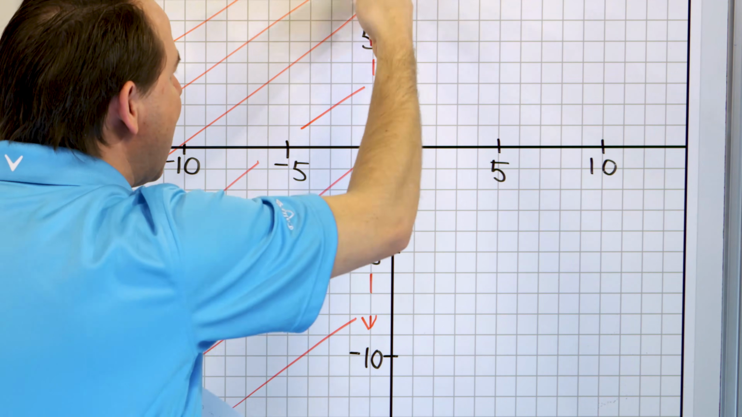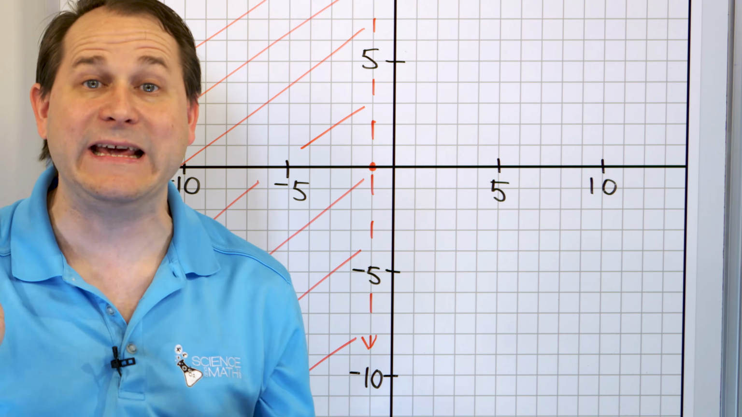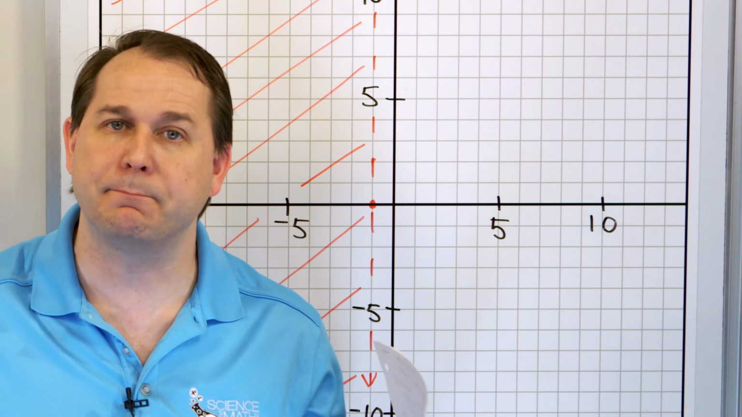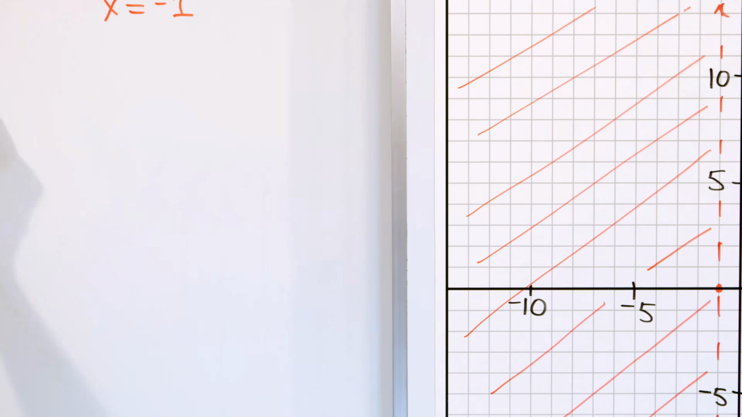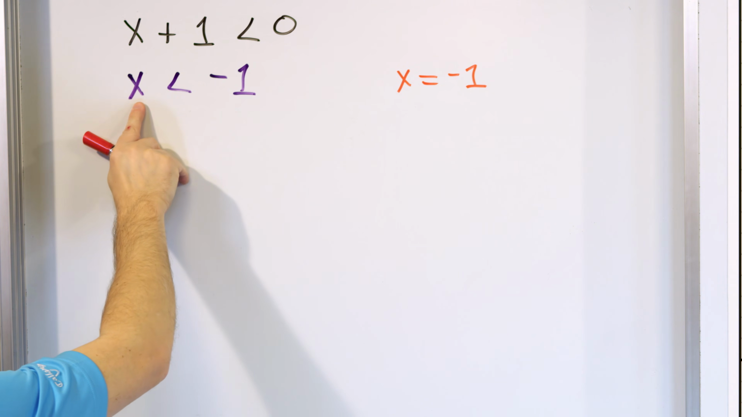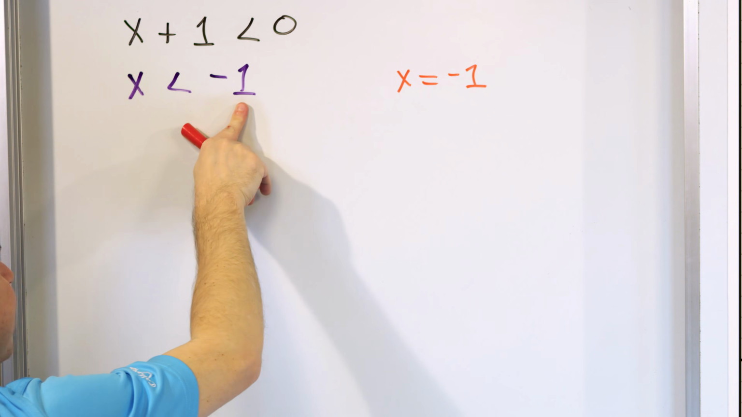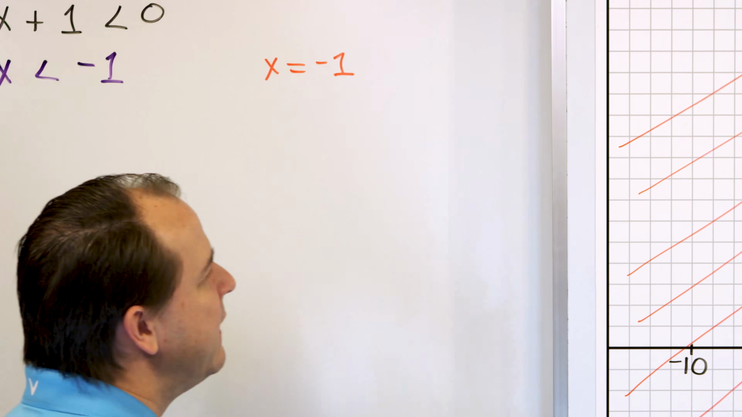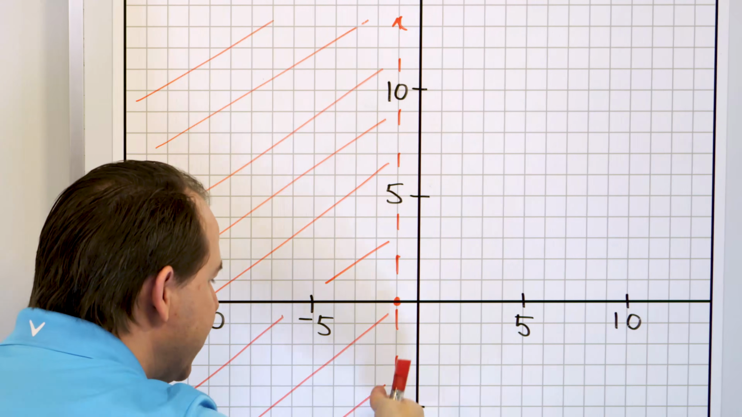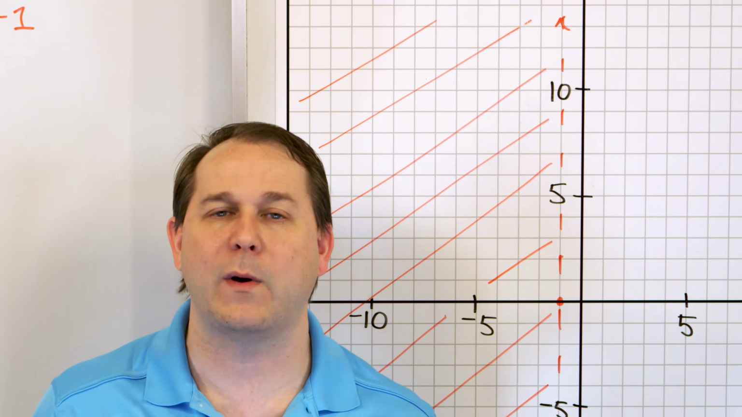But right on top of this dotted line where x is equal to -1, that is actually not part of the solution, because our original inequality did not say x is less than or equal to -1. It said it had to be less than -1. So the points on this line are not included in the solution, and that's why we dash it.